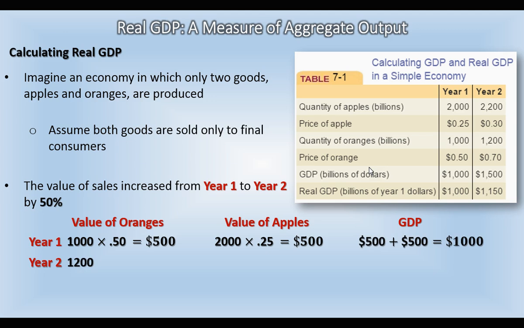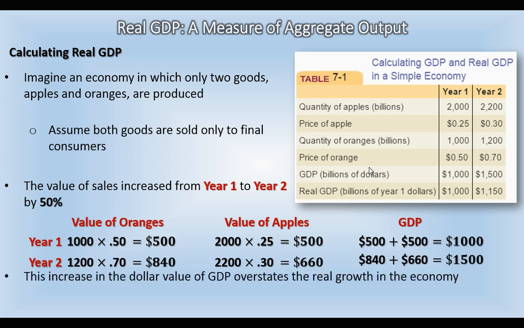Year 2, we had 1,200 oranges produced. We see that the price went up by 20 cents. And so that got us to $840 in terms of value of oranges that were sold in the second year. Apples, we had 2,200 times again the price of apples, 30 cents, which brought us to a value of $660, and therefore GDP for that second year is equal to the sum of the two, which is $1,500.